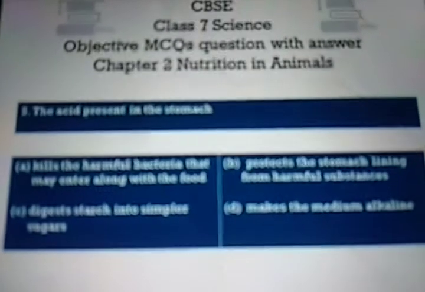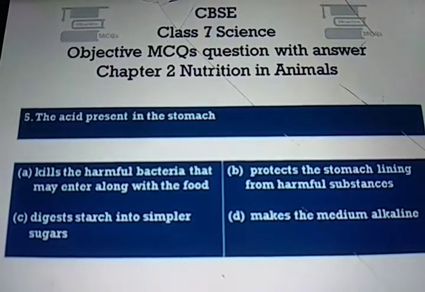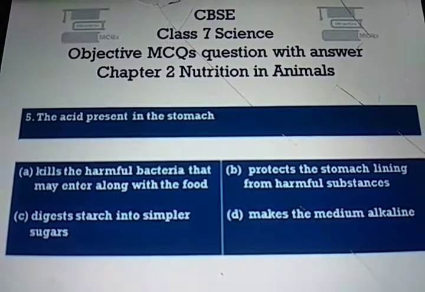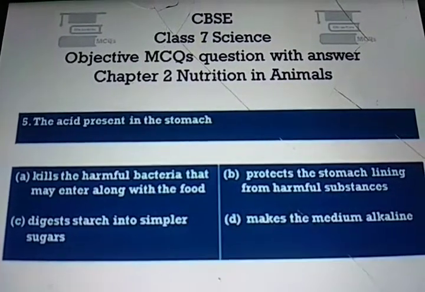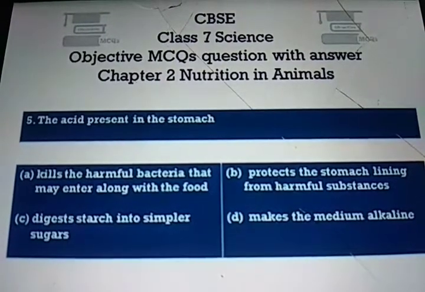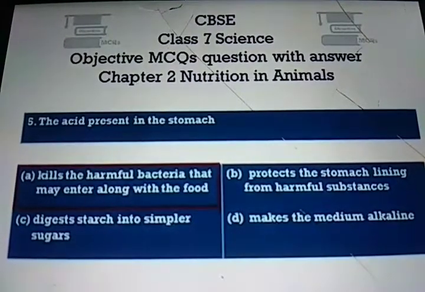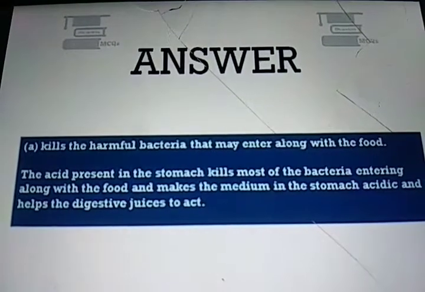Your next question is, the acid present in the stomach. Option A, kills the harmful bacteria that may enter along the food. Option B, protects the stomach lining from harmful substances. Option C, digests starch into simpler sugars. And option D, makes the medium alkaline. And the right answer is option number A, kills the harmful bacteria that may enter along with the food.